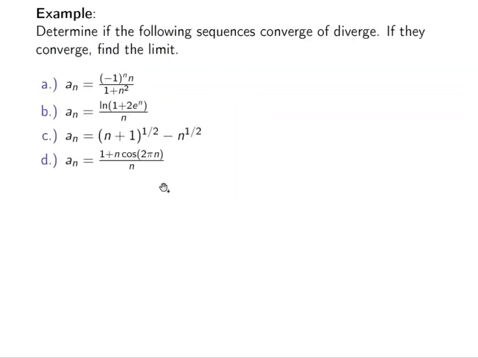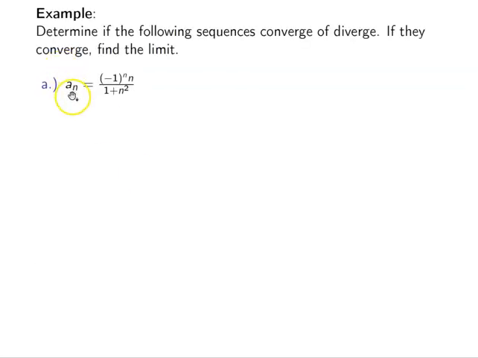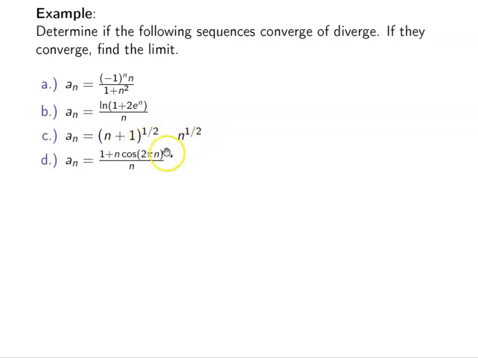Gotta go way back. Sorry, guys. All right. So we have a sub n equals -1 to the n over 1 plus n squared. For b, we have a n equals the natural log of 1 plus 2 e to the n, over n. C is a n given by n plus 1 to the 1/2 power minus n to the 1/2 power. D is that our sequence is 1 plus n times cosine 2 pi n over n. And E is sine of n plus cosine of n divided by n to the 2/3.